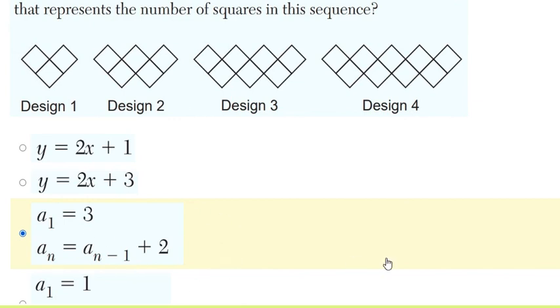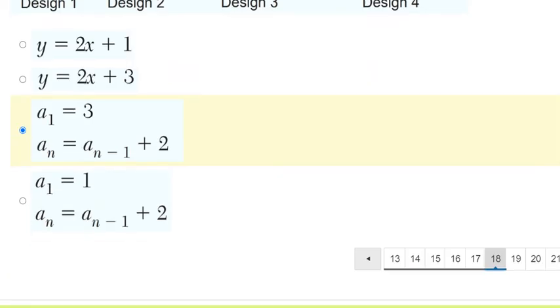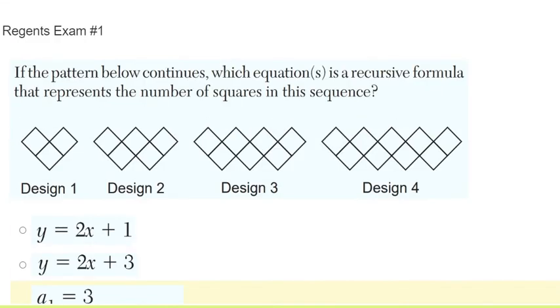A sub 1 equals 3. A sub n equals the term that came before, A sub n minus 1, and we add 2 every time. So anytime you have a recursive sequence, you have to establish how many items there are in the first term. So in this case, there are 3 squares in the first design. So A sub 1, the first term, is 3. And again, that is question number 18 for Regents Exam 1.